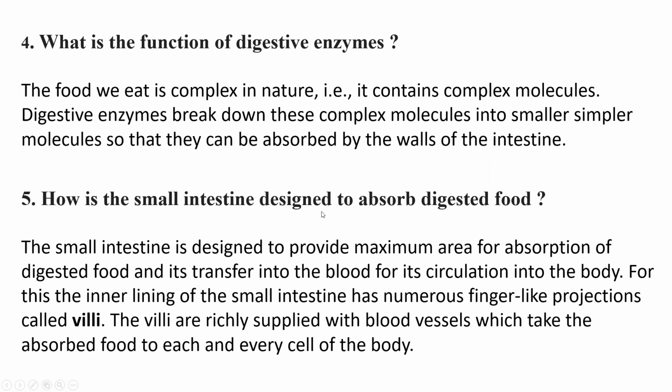Then the fifth one, how is the small intestine designed to absorb digested food? The small intestine is designed to provide maximum area for absorption of digested food, and it's transferred into the blood for its circulation into the body. For this, the inner lining of the small intestine has numerous finger-like projections called villi. The villi are richly supplied with blood vessels which take the absorbed food to each and every cell of the body. Clearly you can write about villi. If one mark is there, you need not write this much. Simply you can write that villi are helpful for the absorption of food.